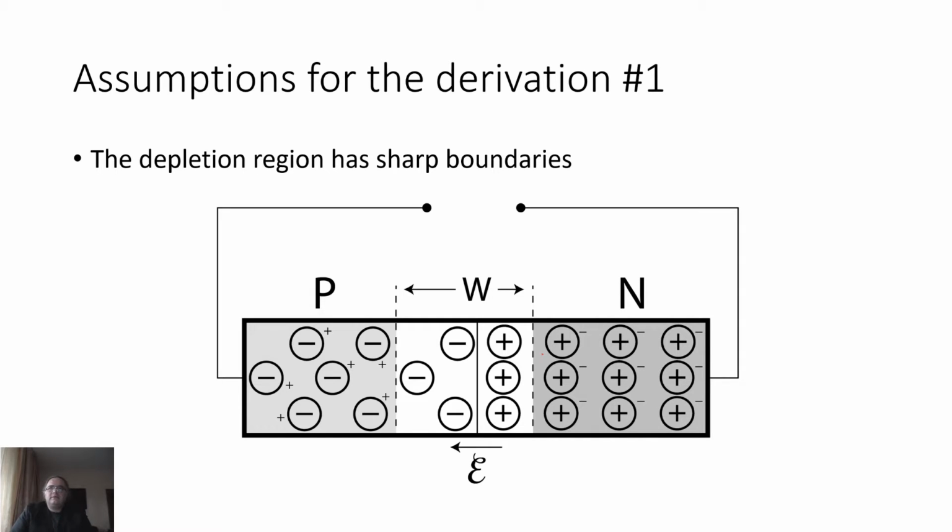we need several assumptions. So the first assumption is that the depletion region has sharp boundaries. So these boundaries are clearly defined. We can say up to this point, we have the space charge region. And beyond this point is just the P material.